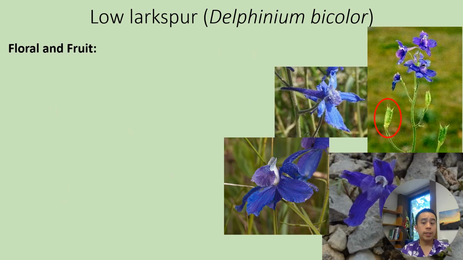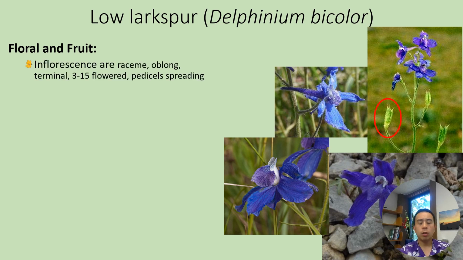In terms of its inflorescence, low larkspur, Delphinium bicolor, has raceme inflorescences that are oblong-shaped and are terminal, which means, again, they occur at the end of that pedicel or stalk. And the racemes typically have 3 to 15 flowers, and the pedicels can be spreading, and so they may be kind of splayed away from each other.